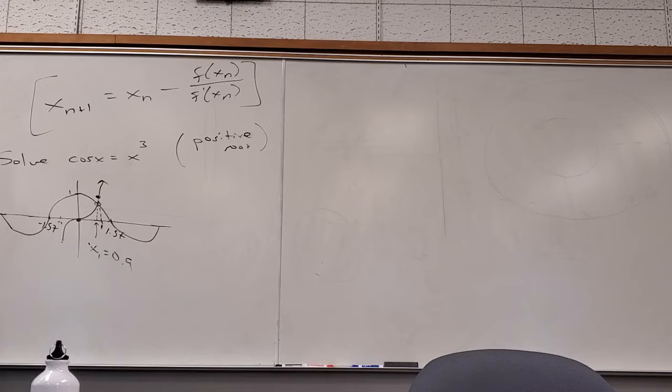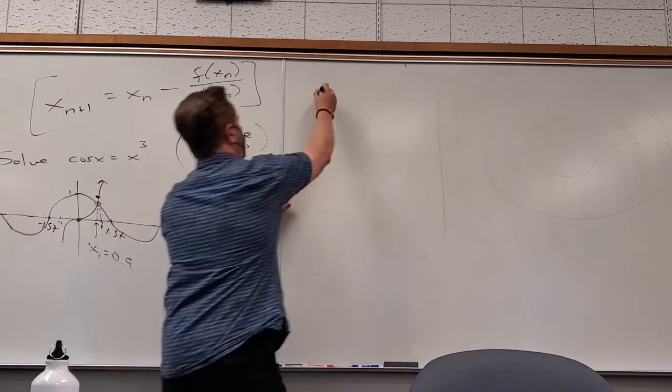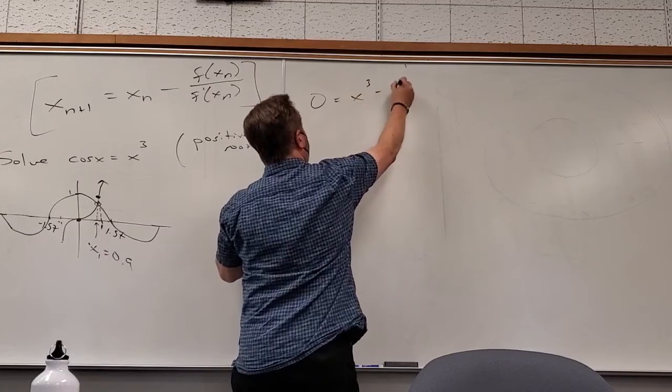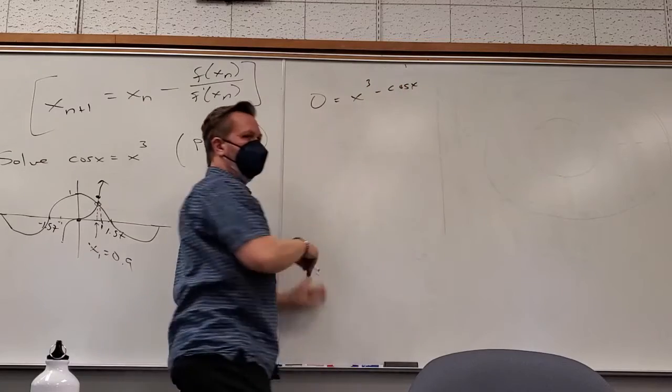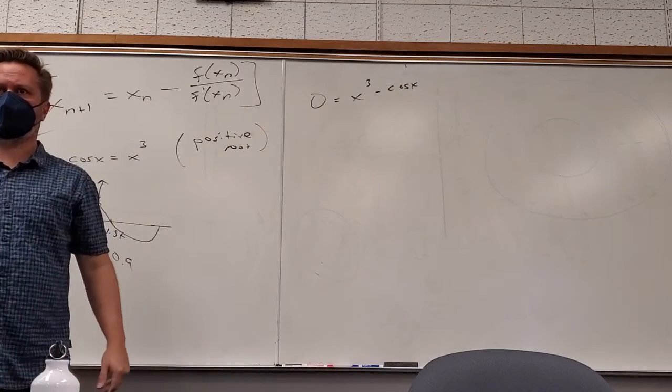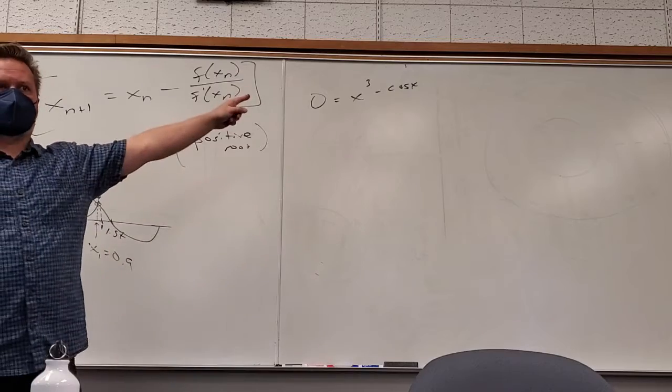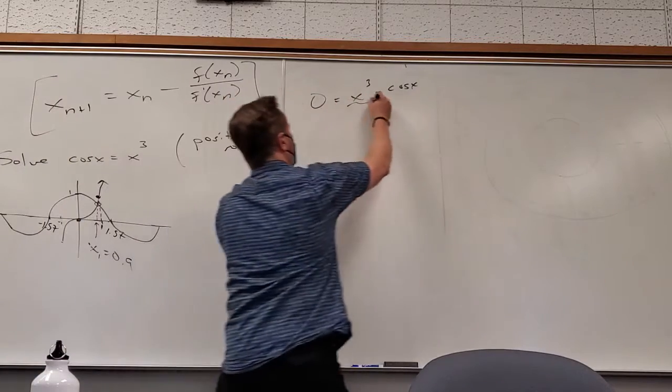Take this and make it equal to 0. How do you do that? Don't put a 0 in, that's not what I'm saying. Try to get one side to be 0. So what's the easiest way to do that? Subtract cosine. So what's f of x? It's the thing that I'm trying to make 0, so what's f of x? X cubed minus cosine, this is f of x.